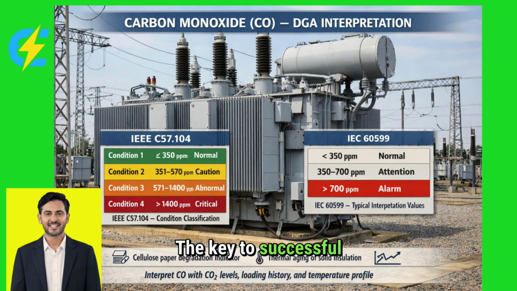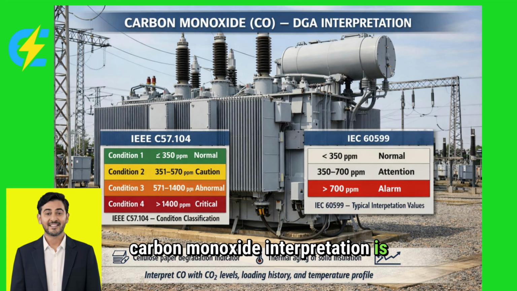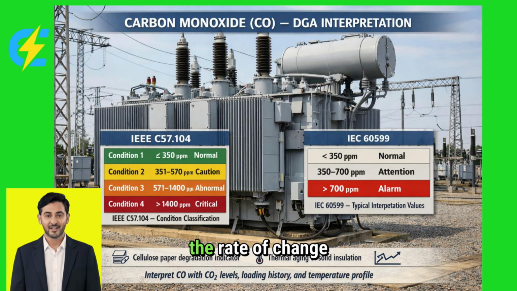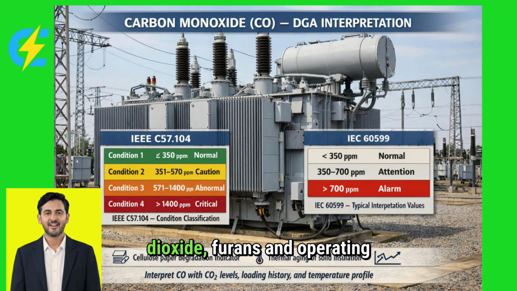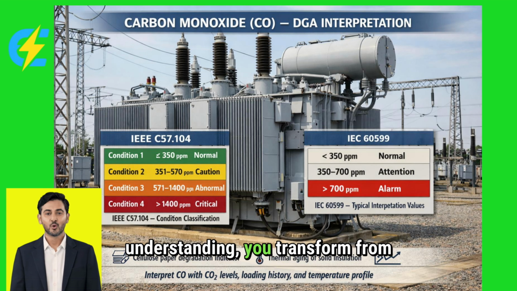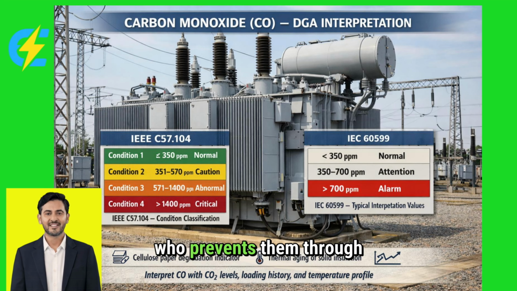The key to successful carbon monoxide interpretation is understanding that it's not about the absolute value. It's about the trend, the rate of change, and the correlation with other indicators like carbon dioxide, furans, and operating conditions. When you master this understanding, you transform from someone who reacts to transformer failures into someone who prevents them through intelligent asset management. This is why carbon monoxide analysis is so powerful.